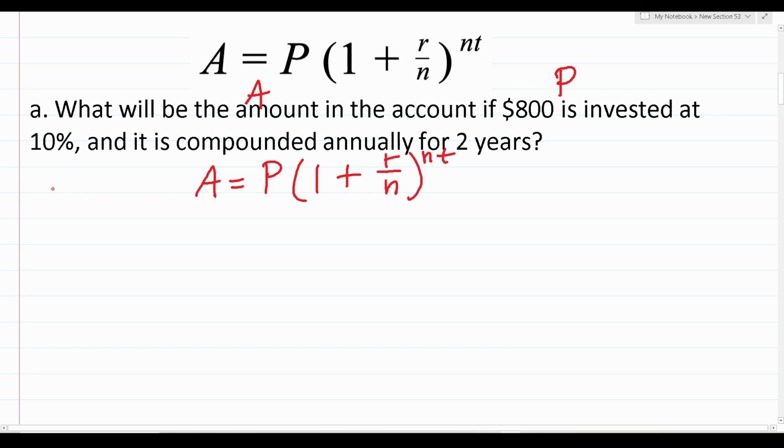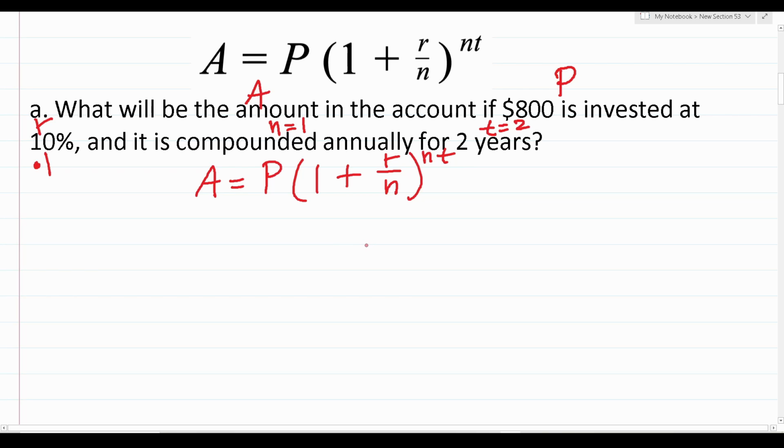at 10%. Well, if you recall, we always express our interest rate in terms of a percent. More specifically, we write it as a decimal, and the decimal form of 10% is 0.1. So we know R in this case is 10%, which we're going to express as 0.1, and it is compounded annually. If you recall, there was some compound vocabulary that I mentioned, and that referred to N. Annually means one time per year, so N is going to be 1 in this case. And then finally, we have time. We know time is in terms of years, so T in this case is going to be 2.